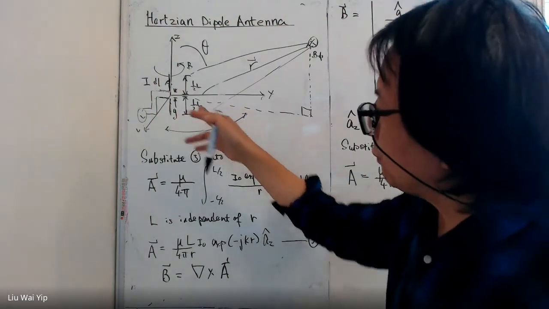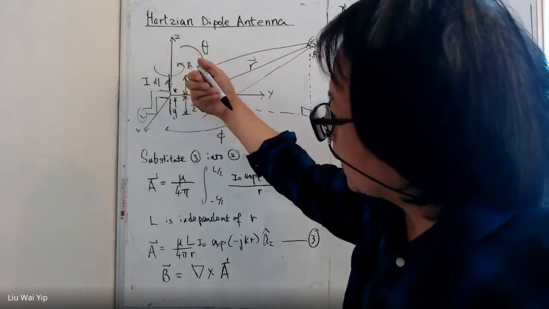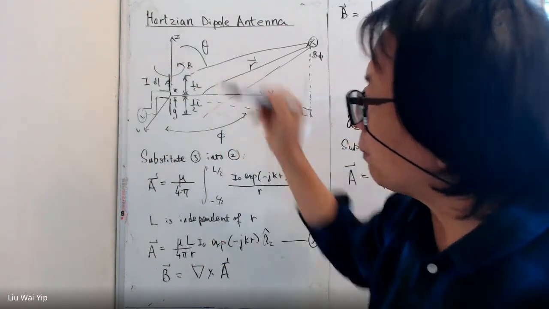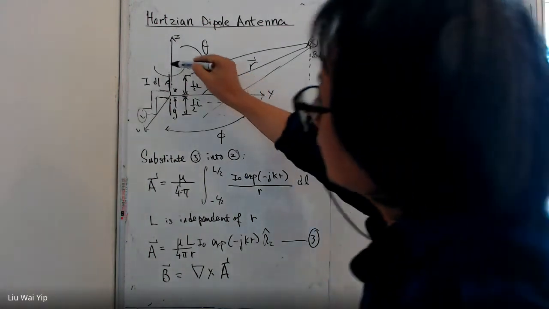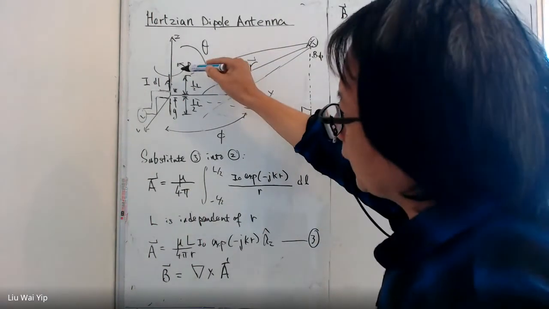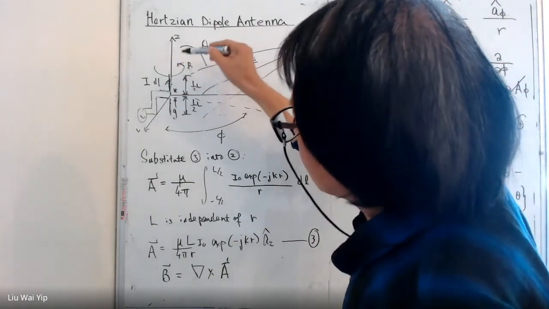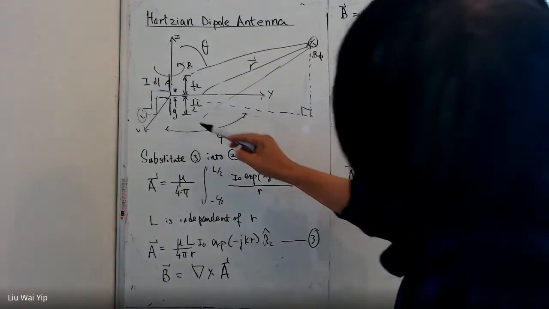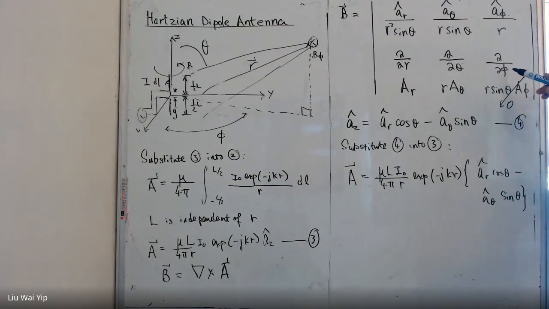Phi is this angle, and we know that the magnetic field will be circulating around the wire, by Ampere's law, by right-hand rule. So this is your magnetic field, and this circulating pathway is somewhat like this, where the amplitude at any point along this circulating pathway will be the same. So in other words, the derivative of anything against phi should be zero. So this one is going to be zero as well.